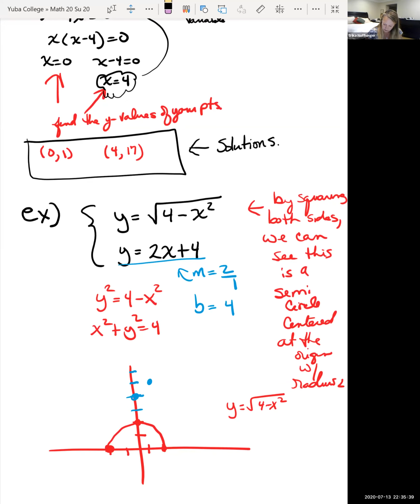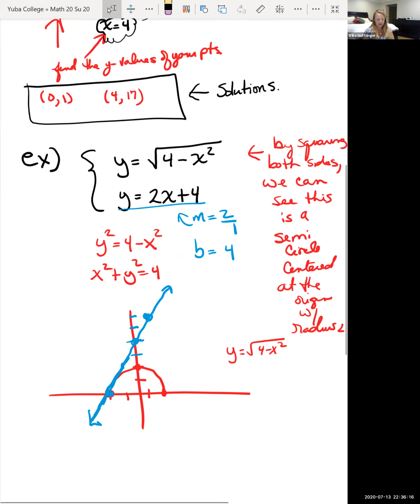I'm sorry, didn't do it right. Rise 2 over 1. Where if we go down 2 and over 1, down 2 over 1, doesn't look best, but okay, so right there, just because we plotted the same point, I can see that I'm going to get a point, my solution, at (-2, 0).